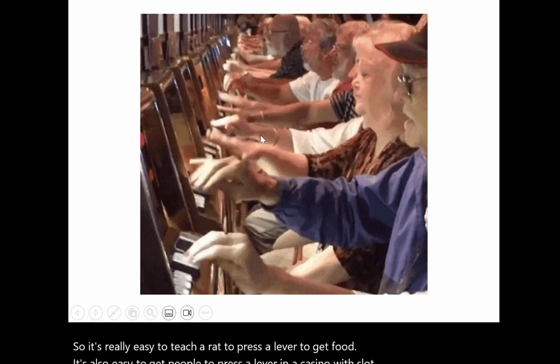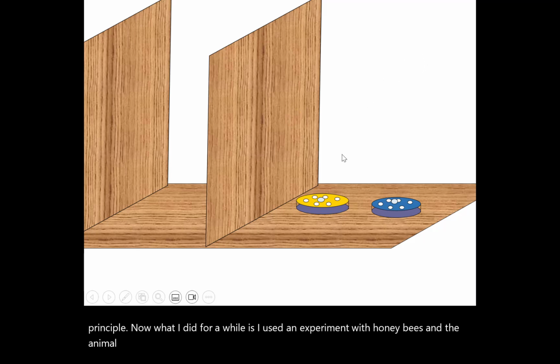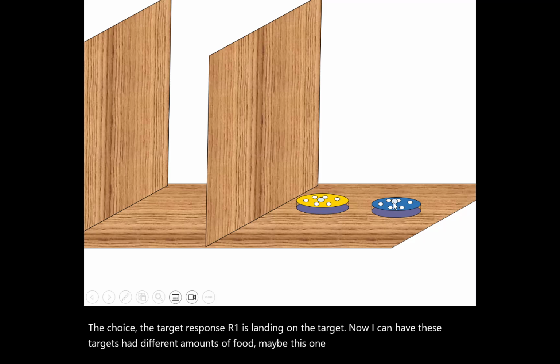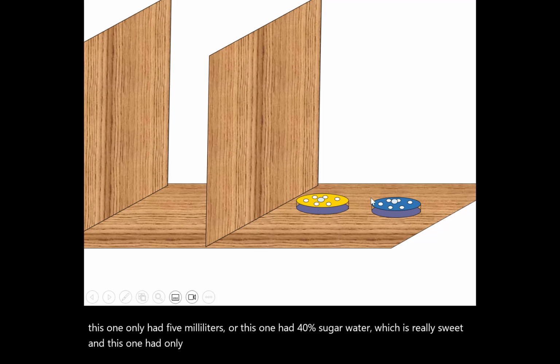It's the same principle. Now, what I did for a while is I used an experiment with honeybees, and the animal had to fly in and make a choice and drink sugar water. And the choice, the target response, R1, is landing on the target. Now, I can have these targets have different amounts of food. Maybe this one had 20 milliliters of sugar water, this one only had 5 milliliters, or this one had 40% sugar water, which is really sweet, and this one had only 10% sugar water.